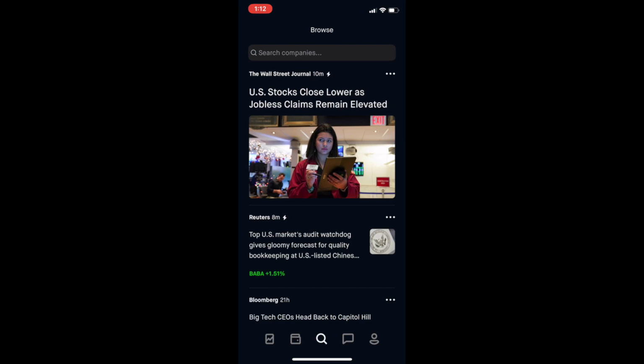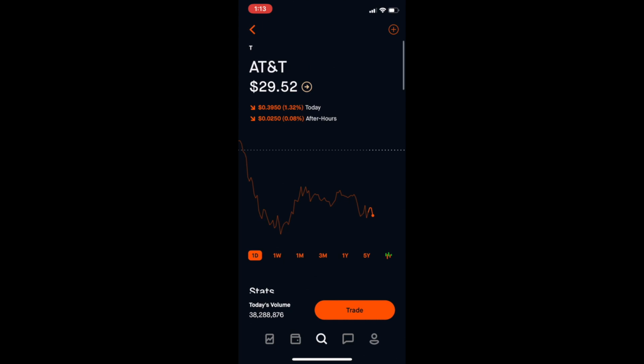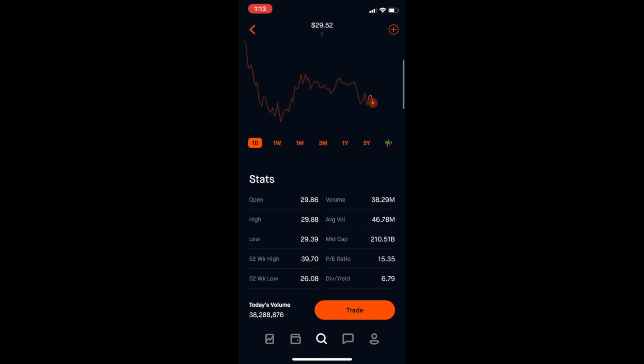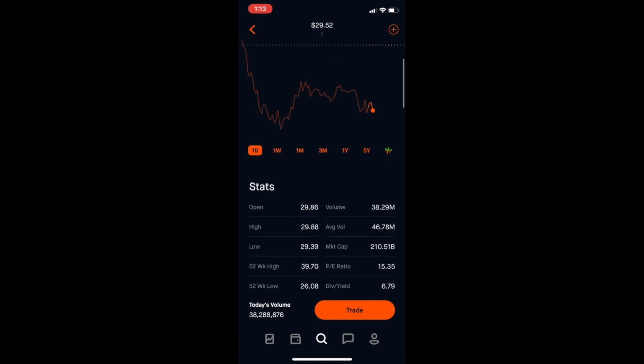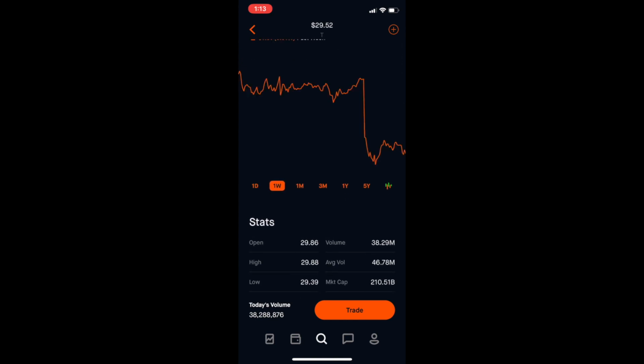So let's look at another company to better understand dividends. We're going to look at AT&T. There we go. AT&T is offering a 6.79 dividend. Let's look at what the chart says. Okay, the stock on the weekly was stagnant, but on the 8th, boom, the stock fell down. So on the monthly, the stock has been on a downtrend.